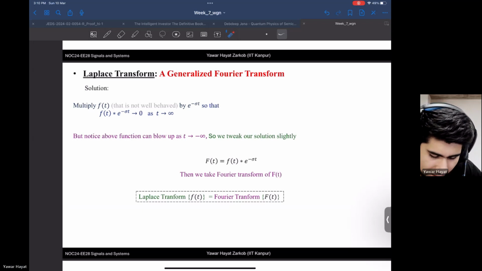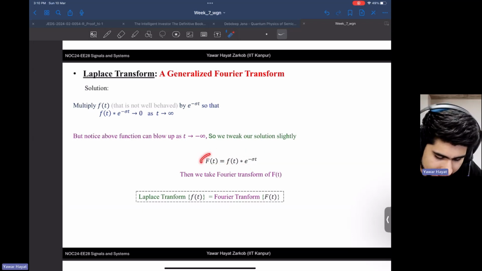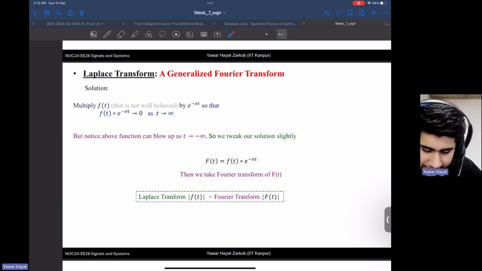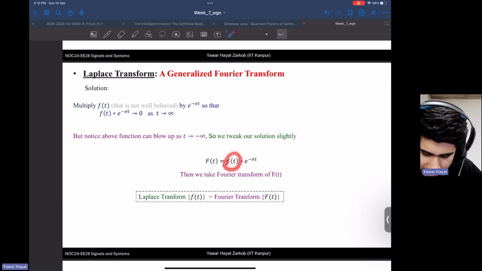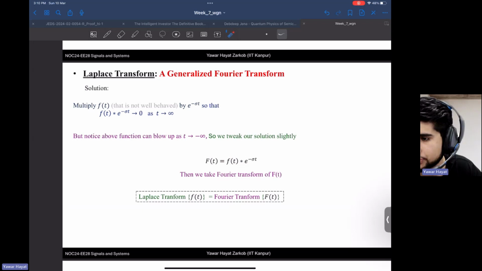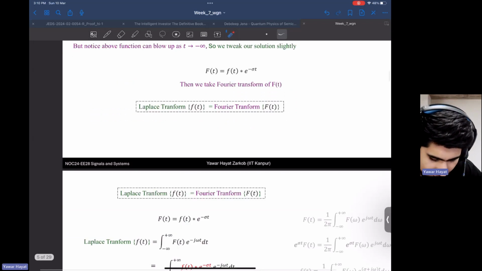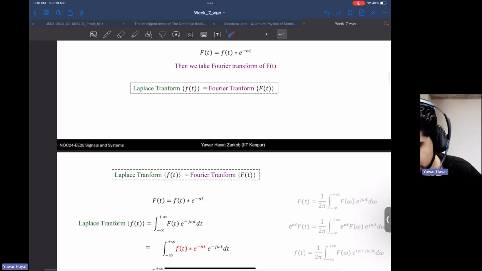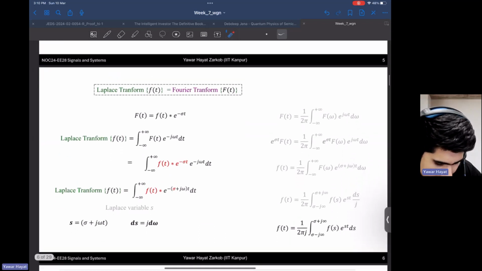Now f of t times exponential of minus sigma t, I'll denote that by this capital F of t. And then we take the Fourier transform of this capital F of t instead of this. And this Fourier transform of capital F of t is by definition the Laplace transform of f of t, right? So one can see where the motivation for going towards the Laplace transform comes from. So let's do the maths.